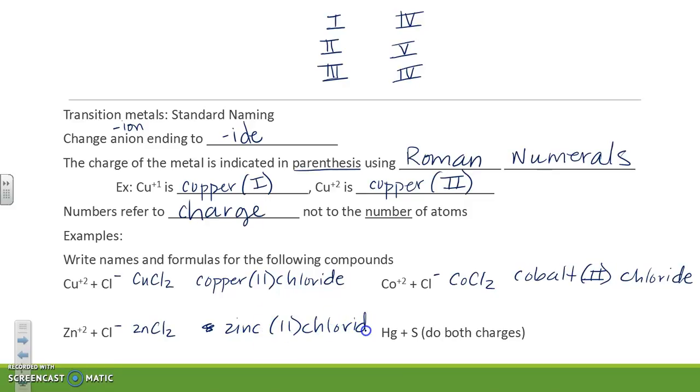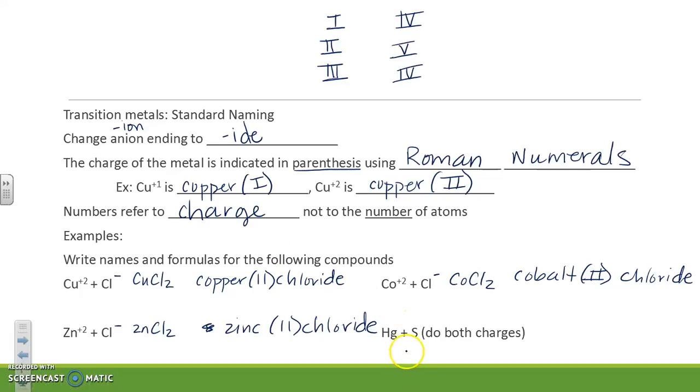Now, funny thing about zinc is that it only makes a +2 charge, so you don't have to include the Roman numerals. If you do, it's not a big deal. You're not going to get chastised for it. We're not going to flunk you. You'll be okay.